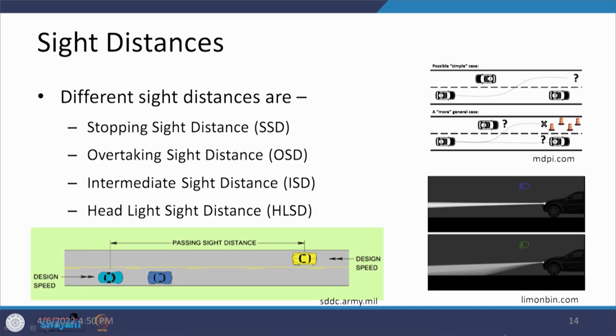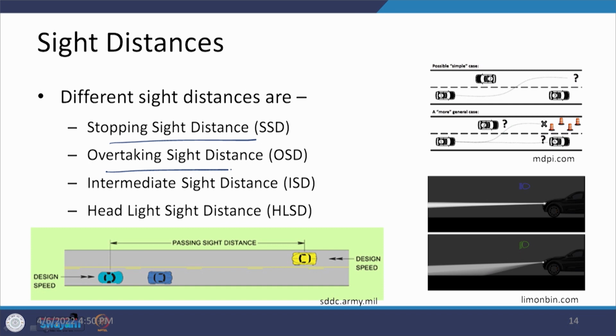So, when we have talked about all of these things, then these sight distances can be defined in different forms. One is the stopping sight distance, where the distance is available to a driver by which, if there is an acute condition, the driver can stop the vehicle without having a collision with the object which is available ahead.